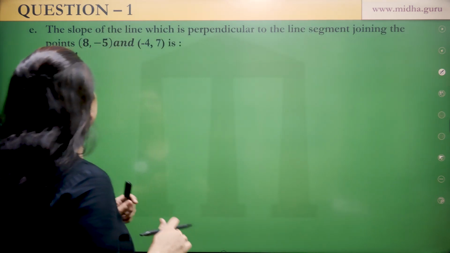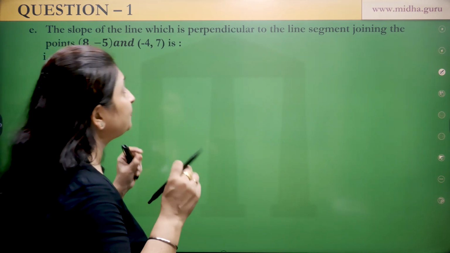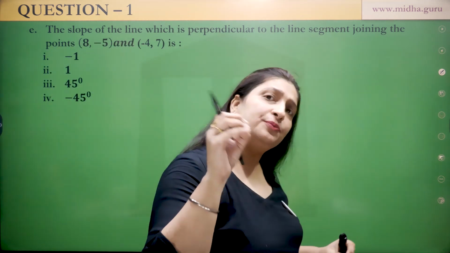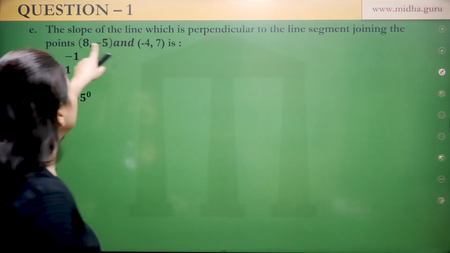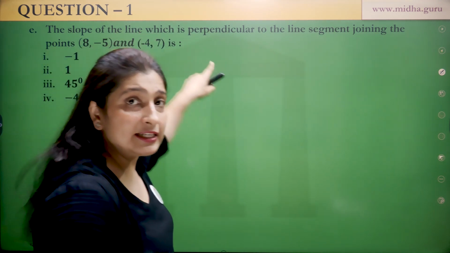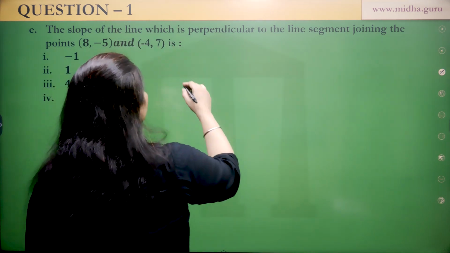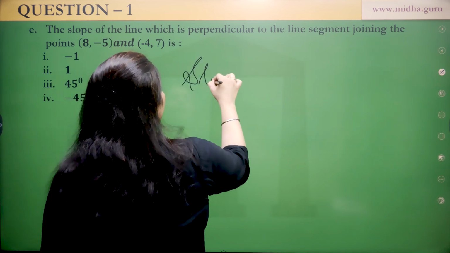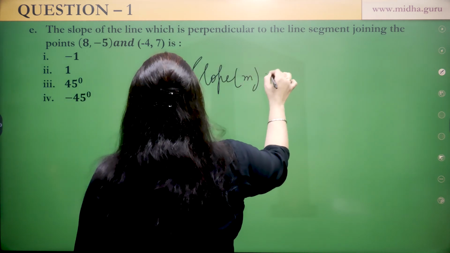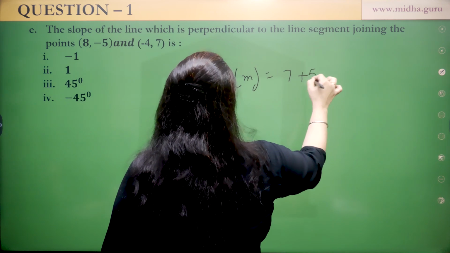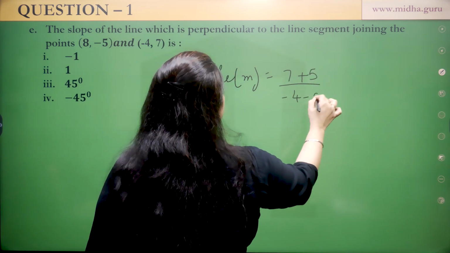Option 3 is correct. Next, the slope of a line which is perpendicular to the line segment joining these 2 points. So what will be the slope of this line? The slope of this line will be, again, y2 minus y1 by x2 minus x1.